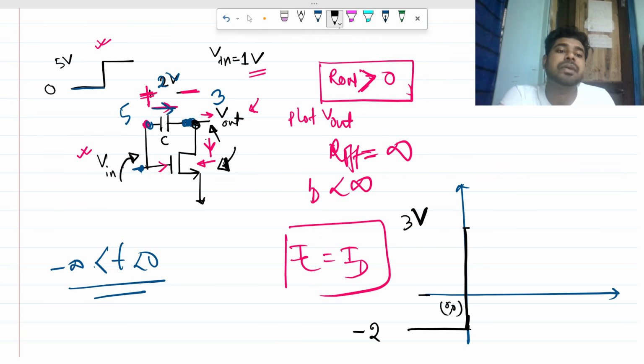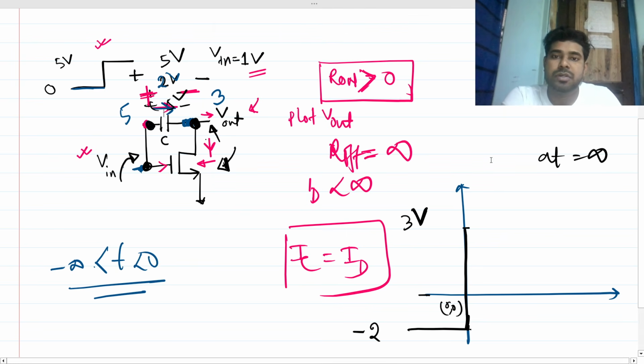Ultimately, what will happen at t equals infinity? The capacitor will be fully charged, so the plus here and minus here will be 5 volt for sure. If it is 5 volt, your output should go to 0. That is the intuition, because the capacitor will be fully charged. If the input is 5 volt, the output should be 0 volt, so that it will charge to 5 volt in this way.